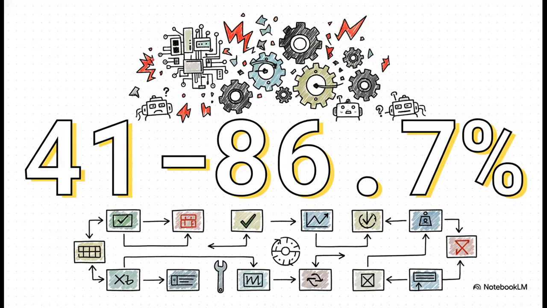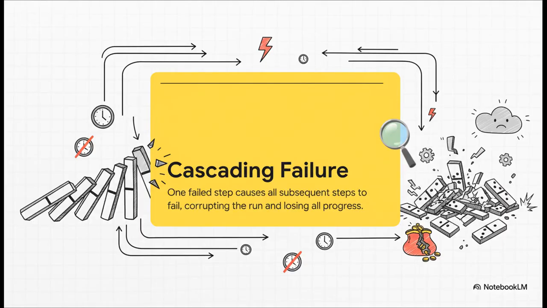According to recent research, real-world multi-agent AI systems have a failure rate somewhere between 41 and almost 87%. I mean, that's huge. This isn't some tiny little problem. For a lot of developers, it's just the default experience. And the main culprit here is something called cascading failure.